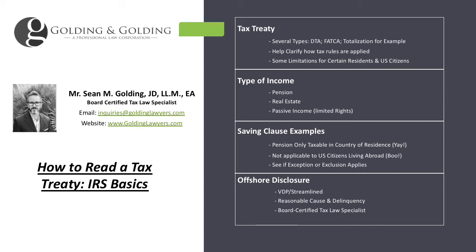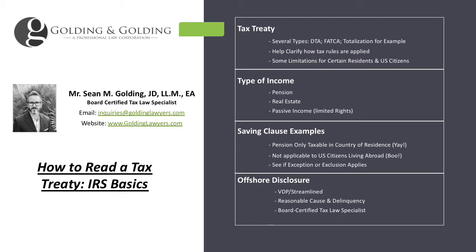So let's go through some of the very basics, right? These are three main things that impact lots of taxpayers. Let's start with real estate. Real estate income is generally going to be taxable in either country. Now, the way you'll normally see it in a tax treaty is it'll say the contracting states may tax the income.